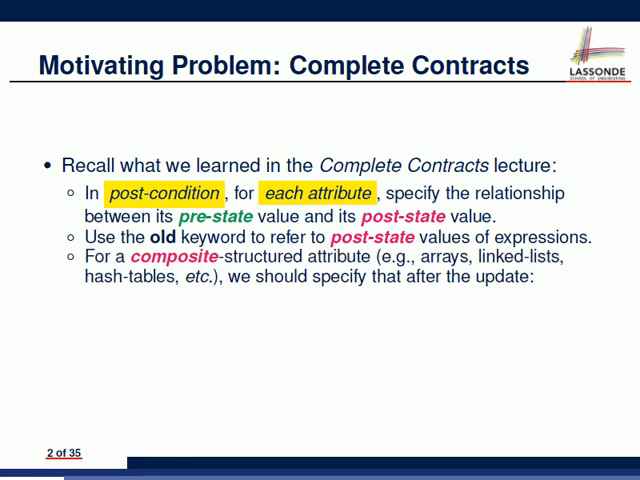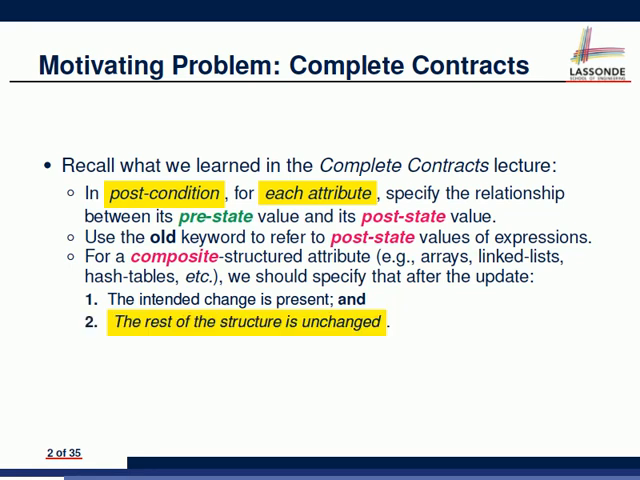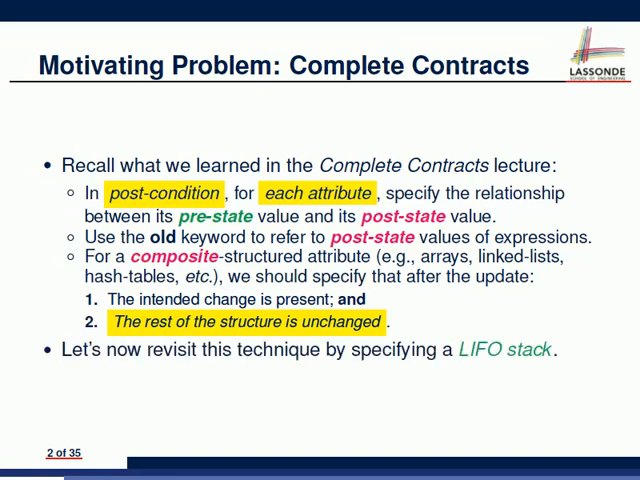Now, what's really tricky is the composite structure attributes, especially let's say your attributes of type array or linked list. In which case, you've got to make sure two things. Let's review the points. First of all, let's say I'm trying to add an entry into the dictionary. In that case, I want to make sure the new entry has been created in the dictionary. Not only that, but also that the rest of the dictionary is untouched. So that's the tricky part. We want to make sure the new bit is there, and also the rest of the original structure remains untouched. So these are the two main points you've got to make sure of. This is something we covered previously in the complete contracts lecture.